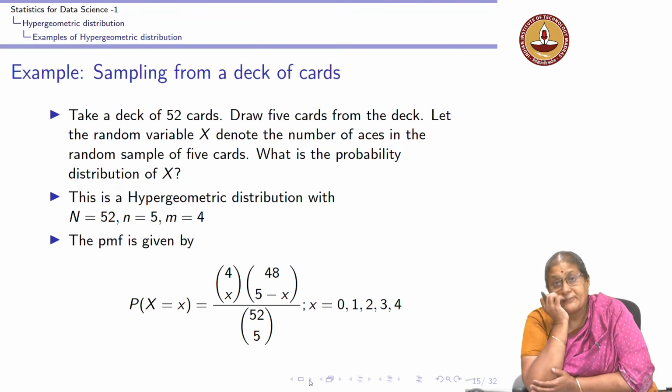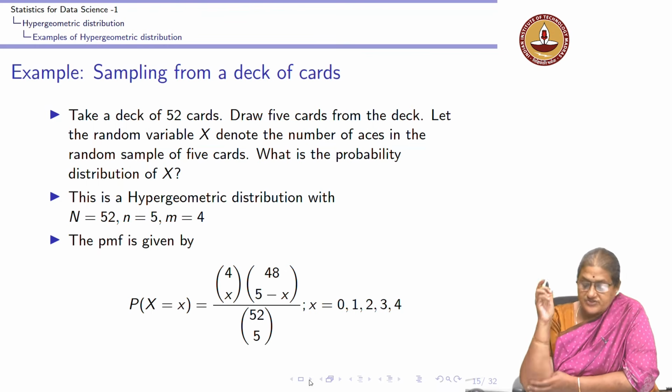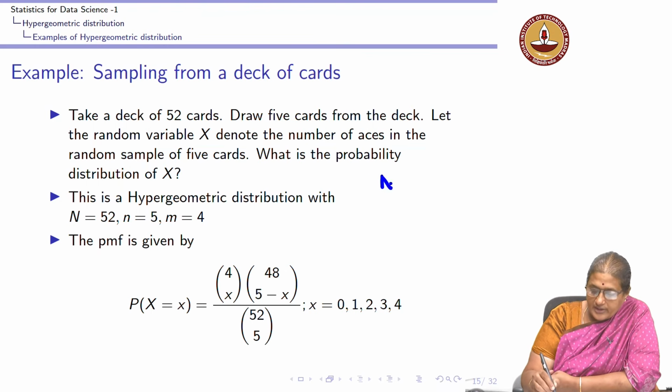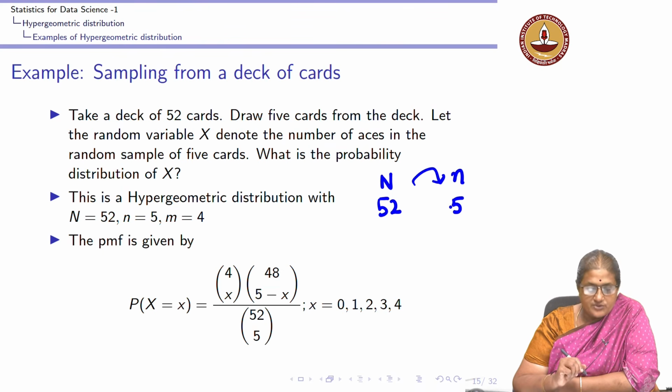Now, suppose we sample from a deck of cards. Again, I take a deck of 52 cards. I am drawing 5 cards from this deck. So, again to relate it, I have capital N which is 52. This is the size of my population. I am drawing from this 5 cards. So, my small n is equal to 5.